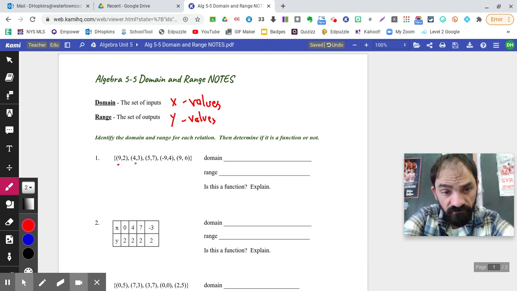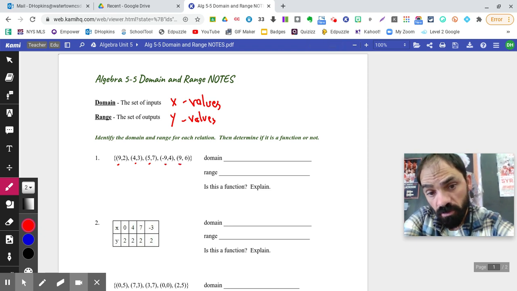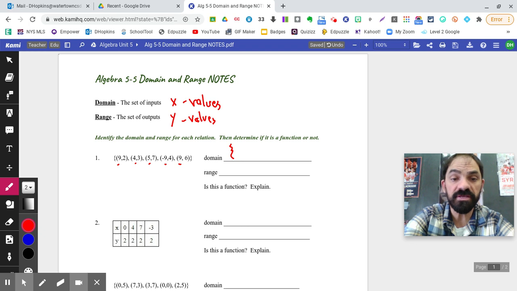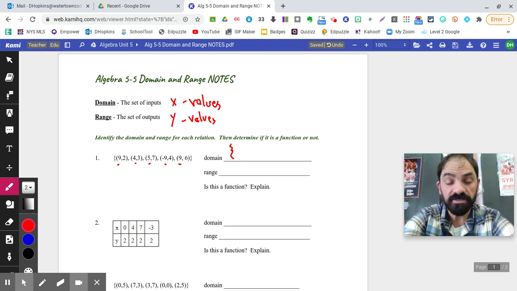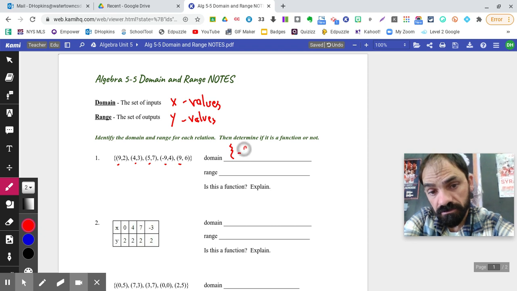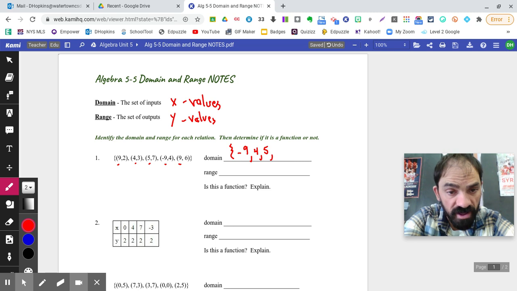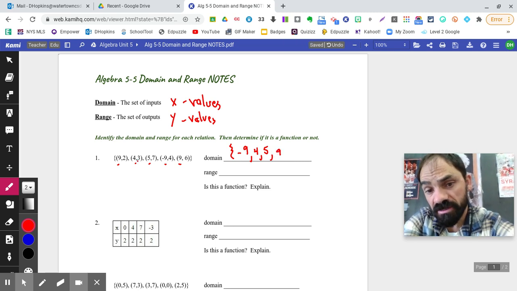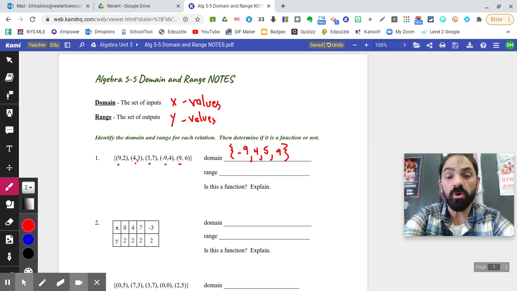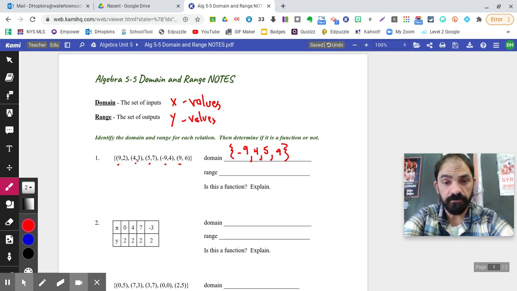That's 9, 4, 5, -9, +9. When I list the domain as a set of numbers, they should be in numerical order. That's smallest to greatest. So -9, 4, 5, so -9, 4, 5, and +9. The +9 is written twice. We only write it once in the set.